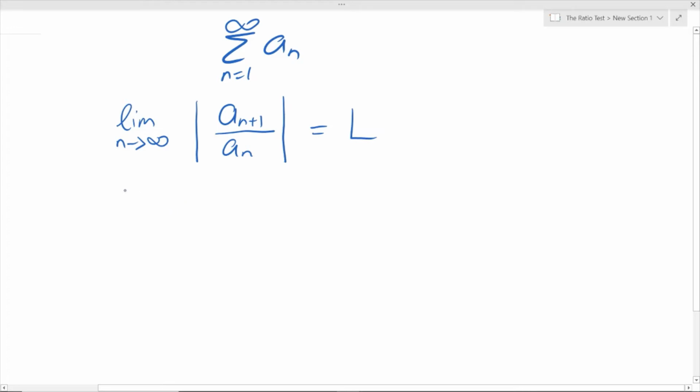So if the limit is less than 1, then this tells us that this original series is going to be convergent. And it also tells us that this original series is absolutely convergent. So the original series is convergent and absolutely convergent, because if something is absolutely convergent, it makes it convergent as well.